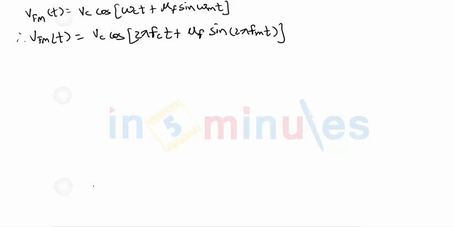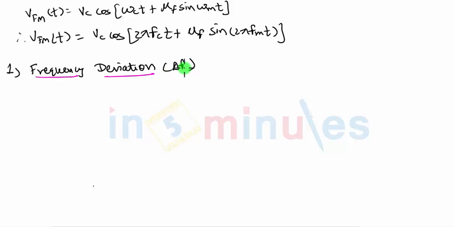Now let us quickly define a few important parameters. The first parameter that I'm going to define is called frequency deviation. We will denote frequency deviation with the notation delta f. Its definition goes something like this. Frequency deviation is defined as the maximum departure of the instantaneous frequency from the original carrier frequency.